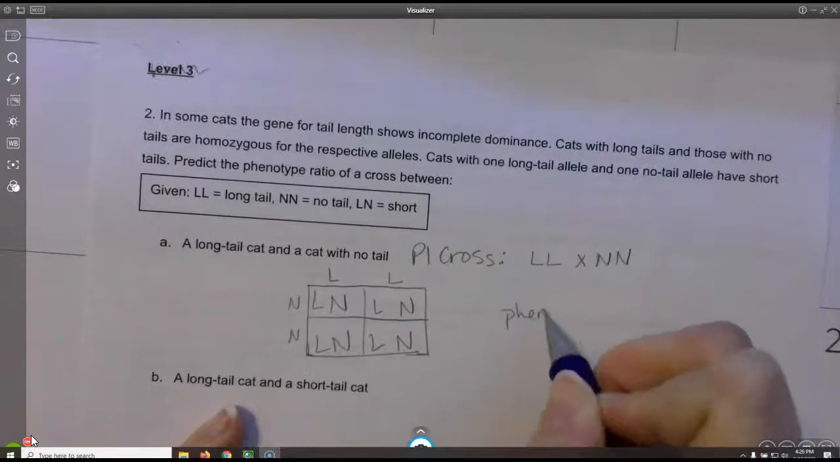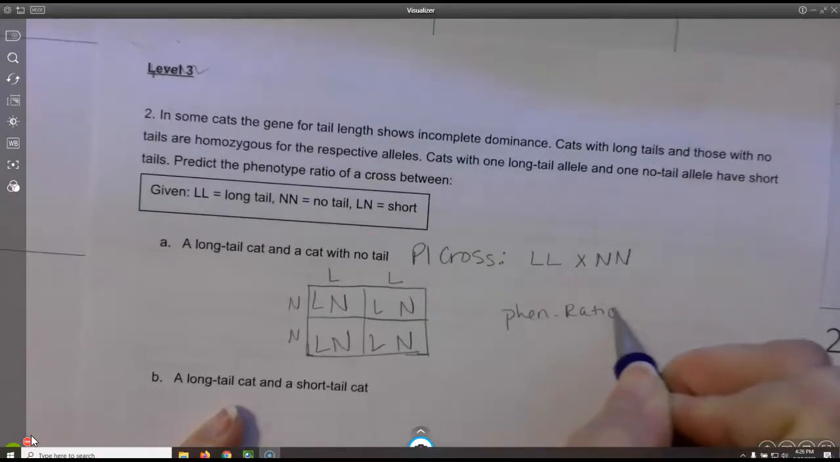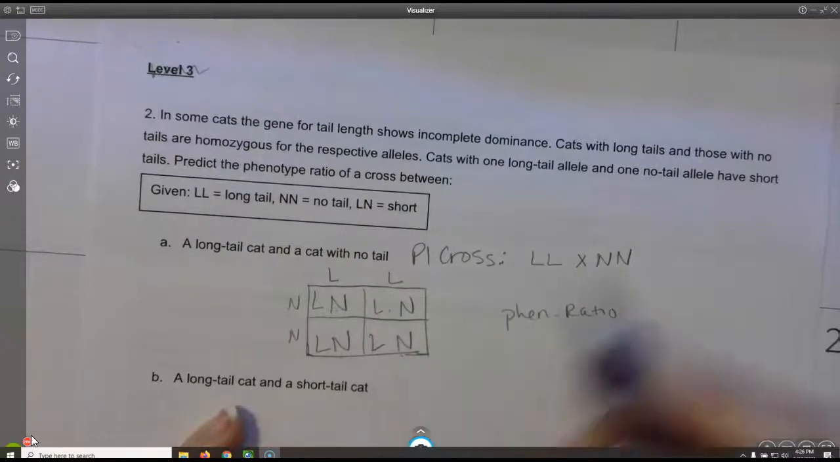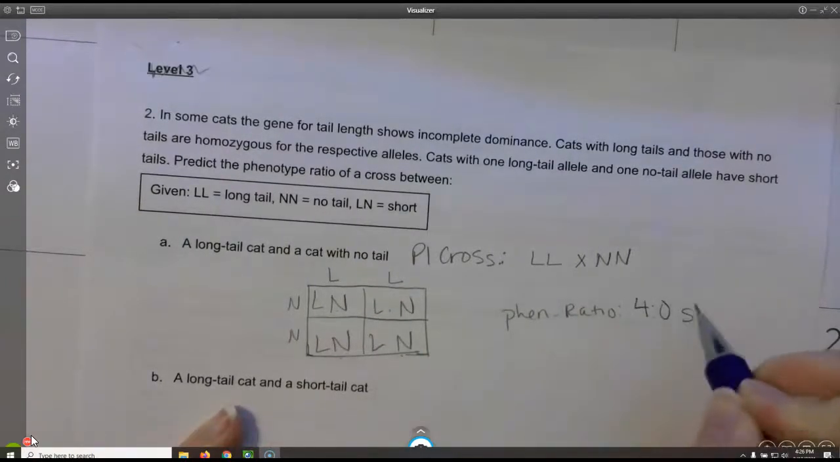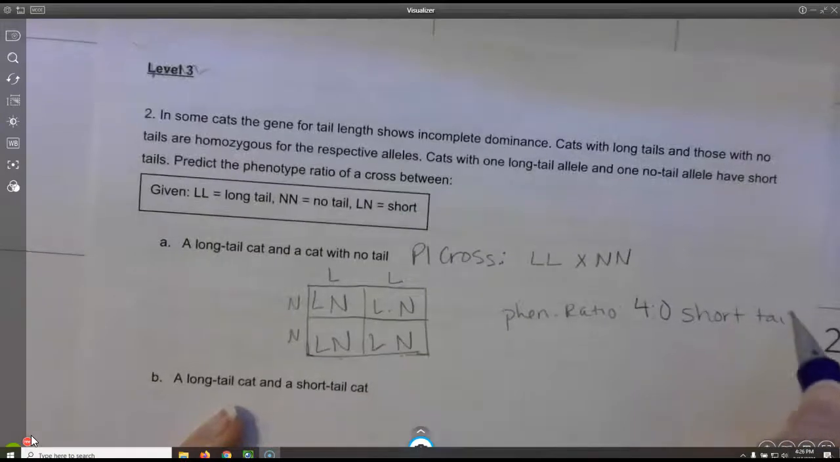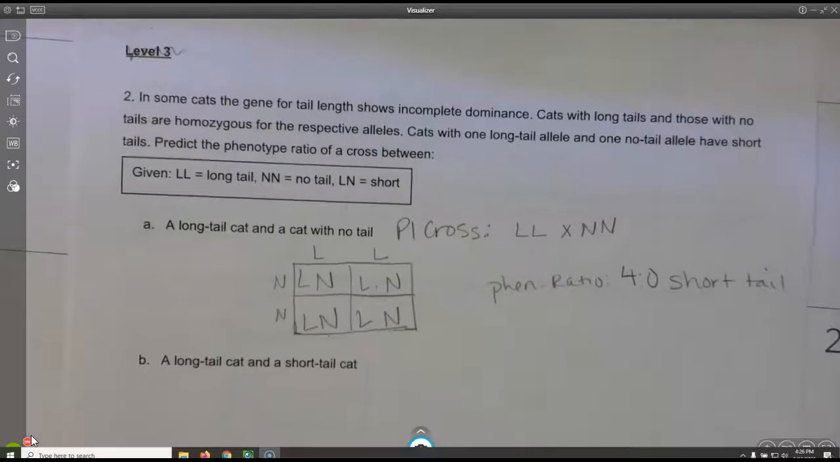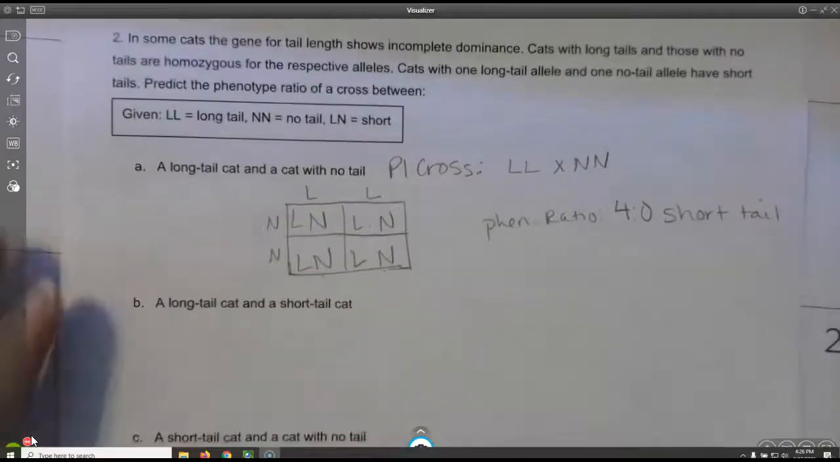And our phenotypic ratio is, well, we have short tail, short tail, short tail, short tail, 4 to 0, short tail. Okay. Sorry, my writing is really sloppy tonight.